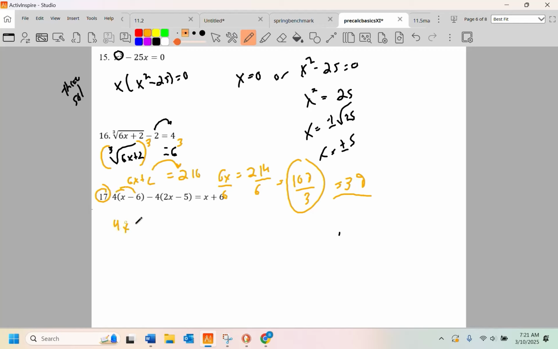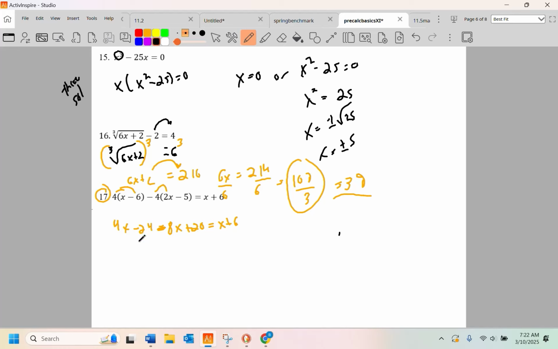You'll have 4x minus 24 equals negative 8x, or sorry, not equals, minus 8x plus 20, and that equals x plus 6. This is the one you're not supposed to miss. It's probably going to be the first problem on your challenge exam. I mean that. It's probably going to be the first problem on your challenge exam.